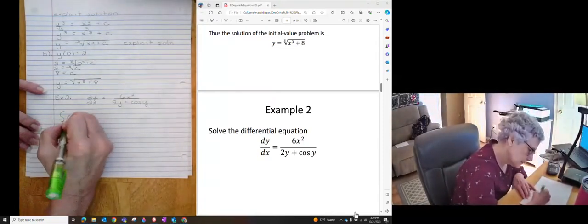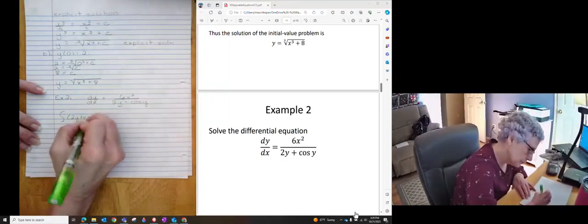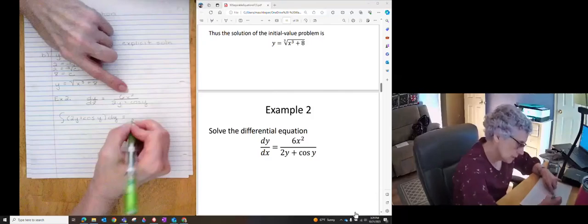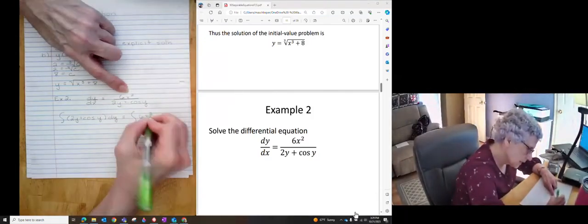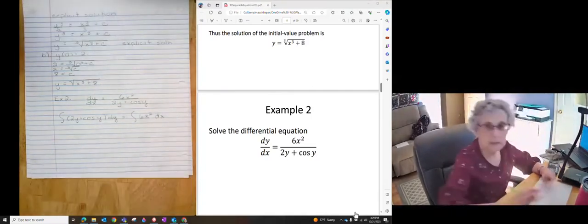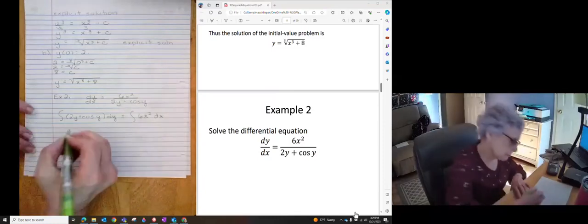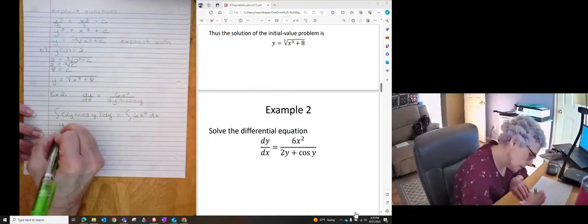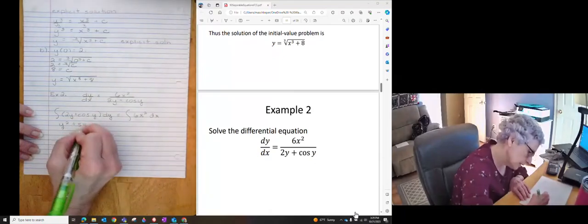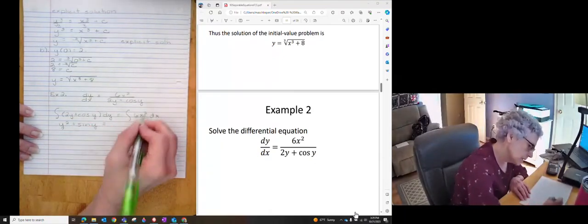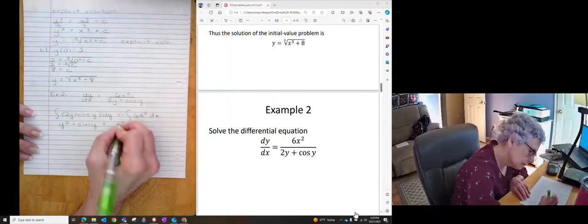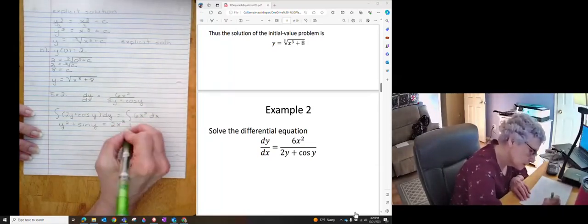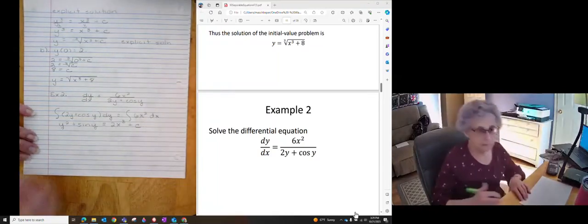I'm just going to rewrite this with 2y plus cosine of y over here with the dy is equal to 6x squared over on the right-hand side with the dx. Easy. Now I'm ready to integrate, and it's not even hard to integrate. I get y squared plus sine of y is equal to, add 1 to the exponent, divide by the new exponent, and 6 divided by 3 is 2, plus a constant.